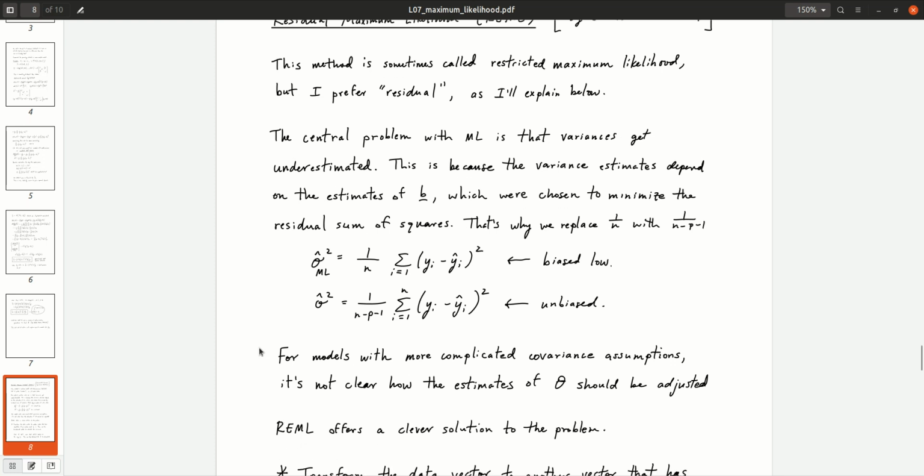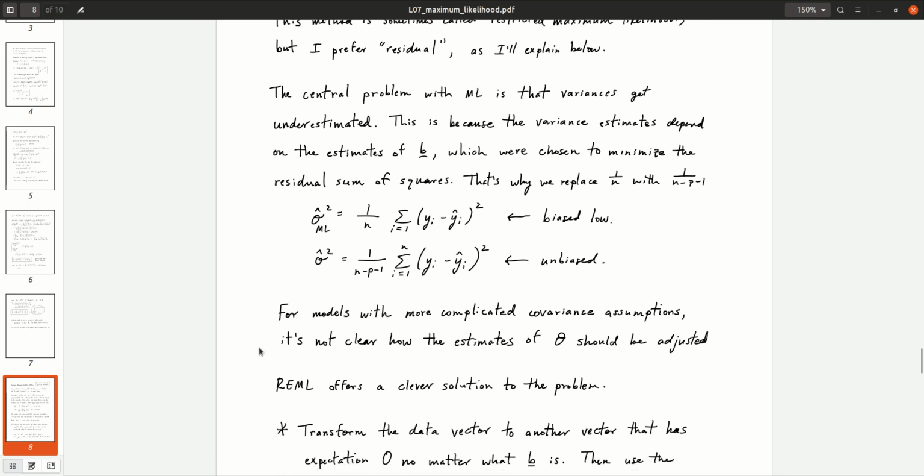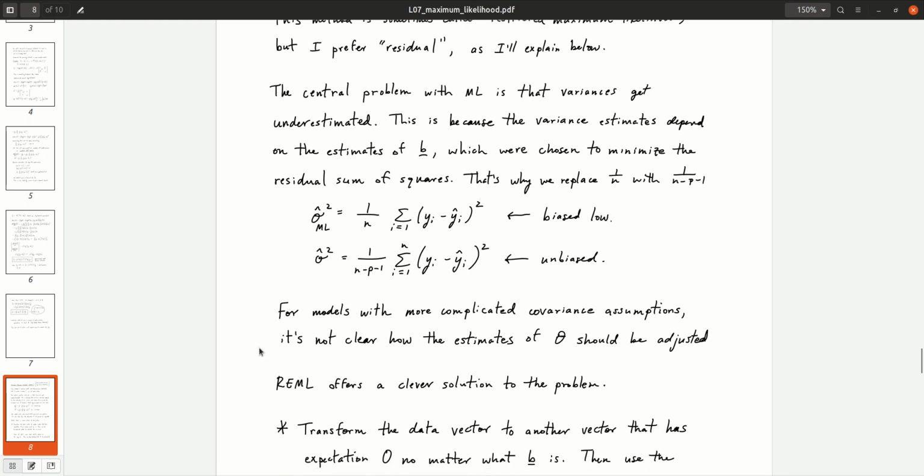And so what REML does is offer a clever way to generate estimates of covariance parameters that, in these simple cases, gives you back the unbiased estimators that you're used to. But for more complicated cases, it doesn't suffer from this problem that you're using the data twice: to get estimates of the regression coefficients, and then again to get estimates of the variance parameters.